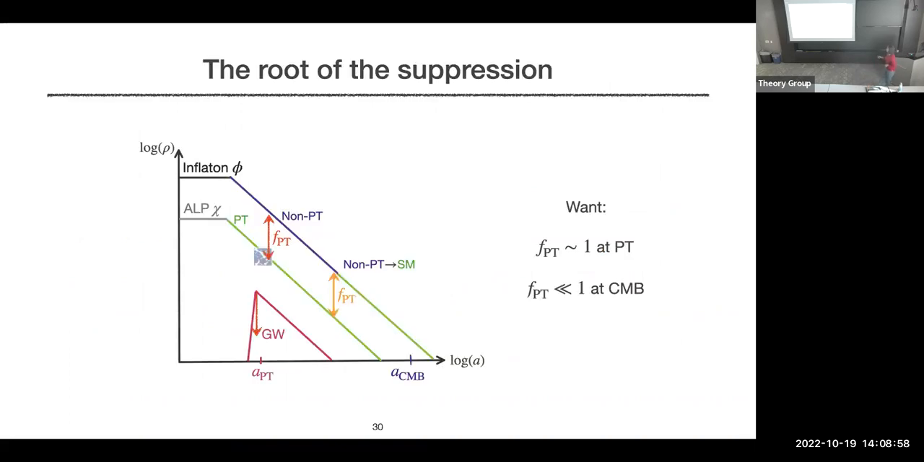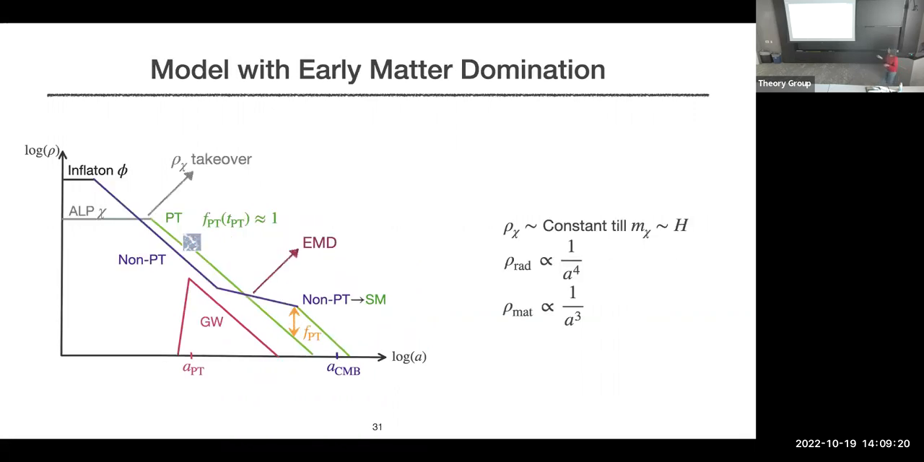And the simple point is to notice that whatever helps us evade CMB constraints is also hurting us because there is radiation domination throughout. So what we want is for this FPT to be 1 at the phase transition, but to become smaller later by the time of CMB. A simple way to do that is to notice that different fluids dilute differently. Radiation dilutes the fastest, while matter, or anything behaving like matter, dilutes slower than radiation.